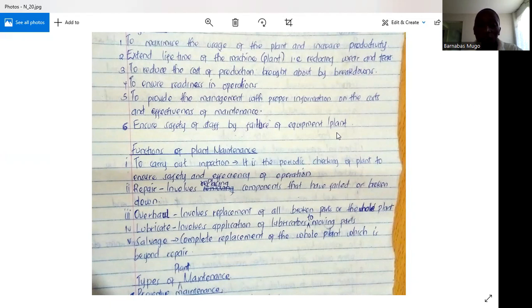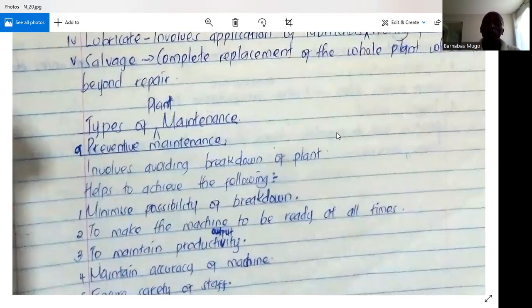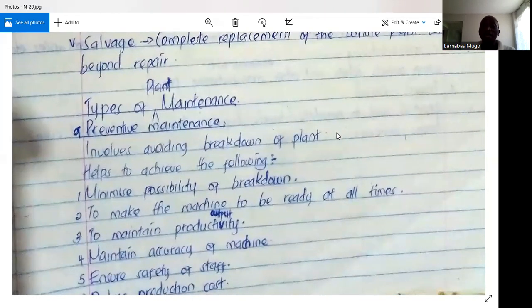maintenance. We have three types of plant maintenance. One of them is preventive maintenance. In preventive maintenance, we avoid the breakdown of plant. It involves avoiding breakdown of plants, like when we are lubricating the moving parts. We are not repairing the machine because it has broken, and we are not maintaining the plant because it has broken. What we are doing is maintaining the plant so as to prevent wear and tear.